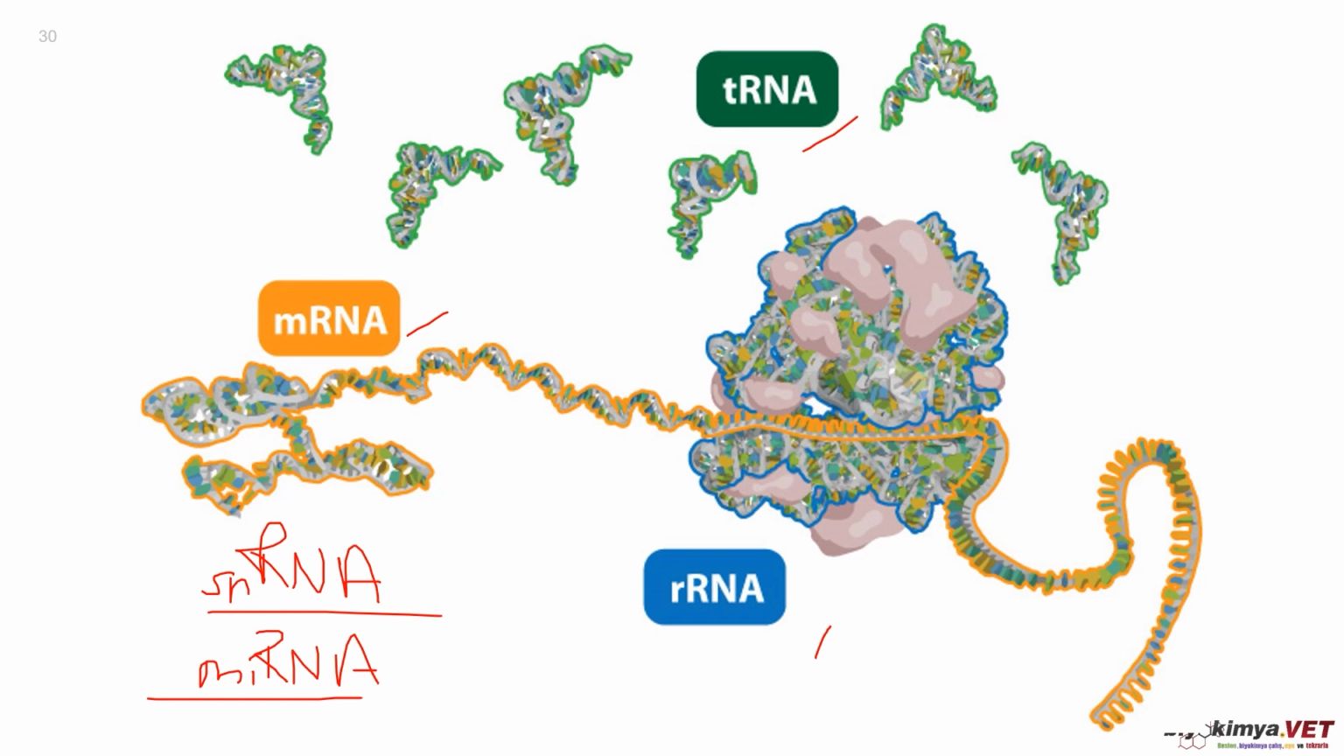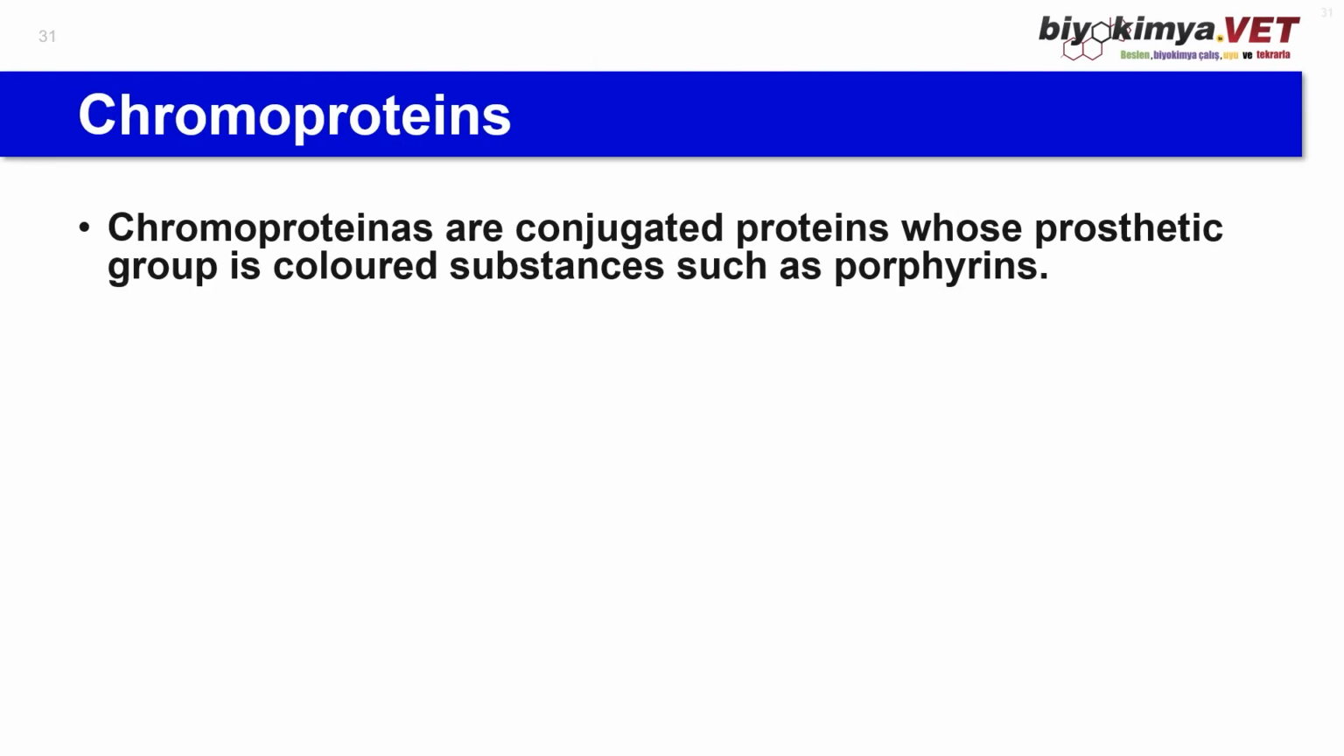And we'll finish the nucleic acids. Chromoproteins. Chromoproteins are conjugated proteins whose prosthetic group is colored substances such as porphyrin. Chromoproteins are proteins that contain one or more colored prosthetic groups. In general, we call them chromophores within their structure.